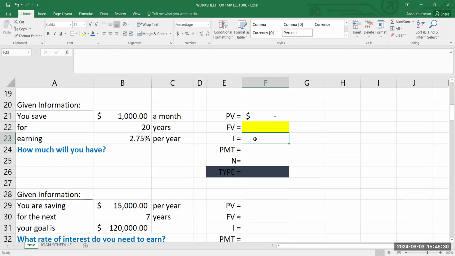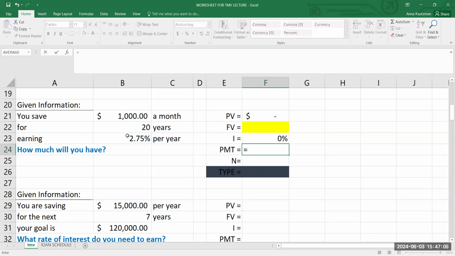I is the interest rate. The interest rate you will earn is 2.75 per year. But notice we are making monthly payments. So we're going to express our time in months because the payments are going in months. So we're going to take our interest rate and divide that by the number of months in a year.